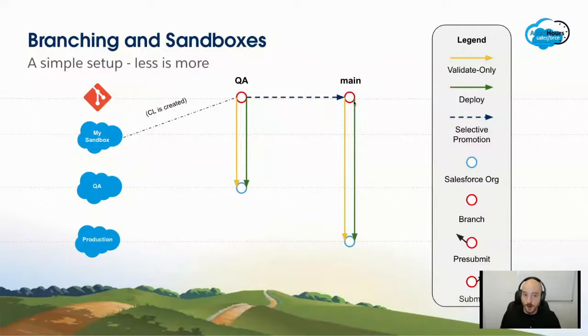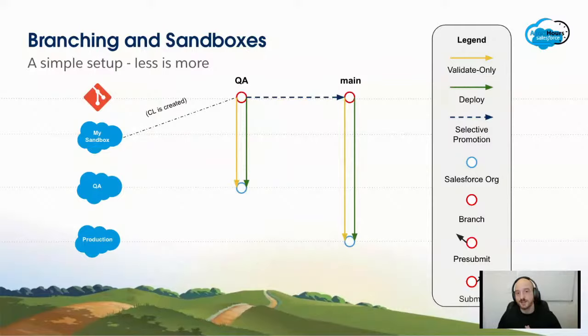When you propose that as a change to the main branch, you're creating a second CL, which is basically like a merge request. And we'll do the same thing. We'll kick off our pre-submit job in yellow, which will do a validate only deploy and run all tests in prod. And then when those changes actually get merged, we'll kick off our deployment job that'll actually deploy those changes to the target environment.